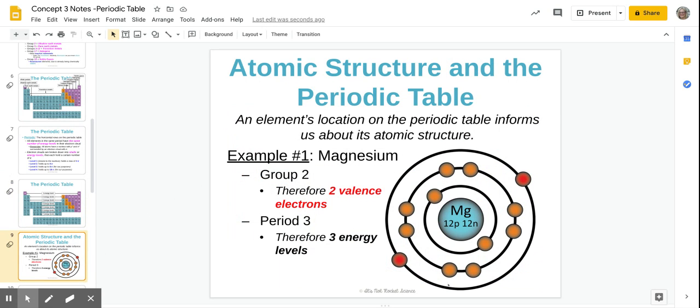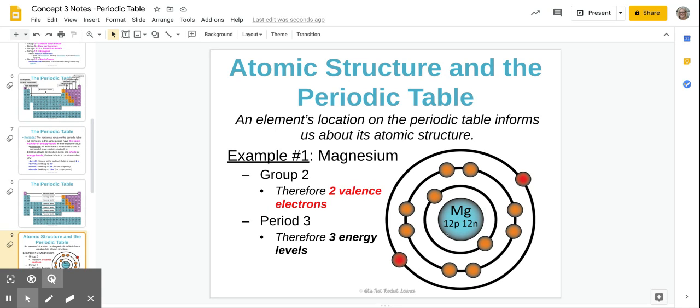So here is an image, and we're going to really look at this tomorrow, of how to draw models like this. Magnesium here is in period 3, so it should have 3 circles around the blue nucleus, and it has 3 black rings. It is in group 2. So on the very last ring, there should just be 2 circles that are red. Those are your valence electrons.